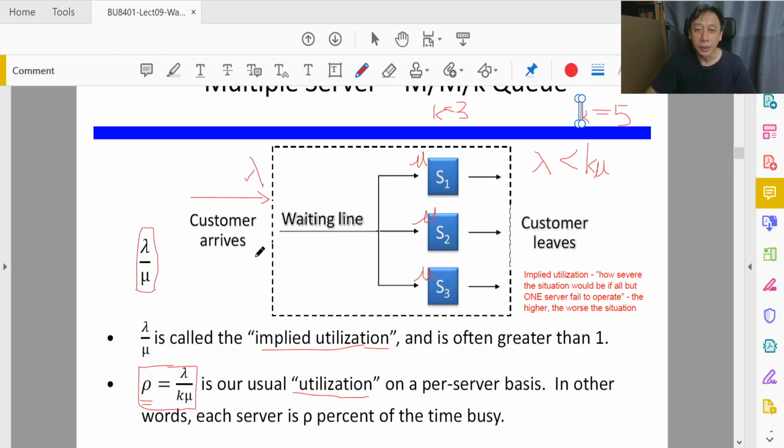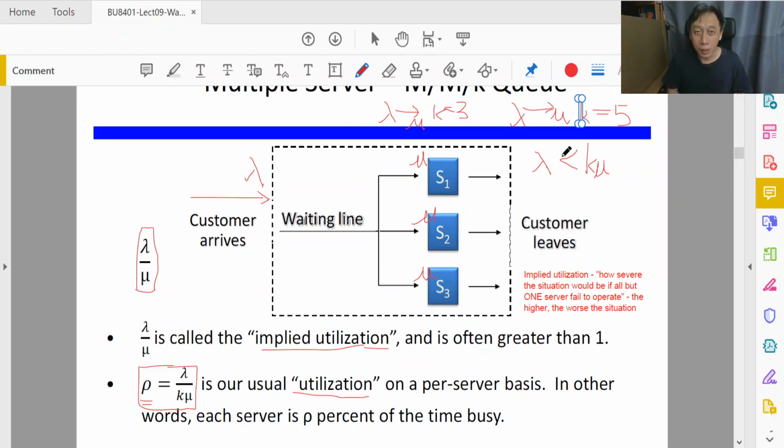In our case, if the k increases, then the implied utilizations for both cases are basically the same, lambda over mu, because we have lambda coming in and mu, and k equals 3. We have lambda coming in and mu, and k equals 5. So implied utilization refers to lambda over mu. So in these two queue systems, they are basically having the same severity. Now, what does that mean? So how should we react?